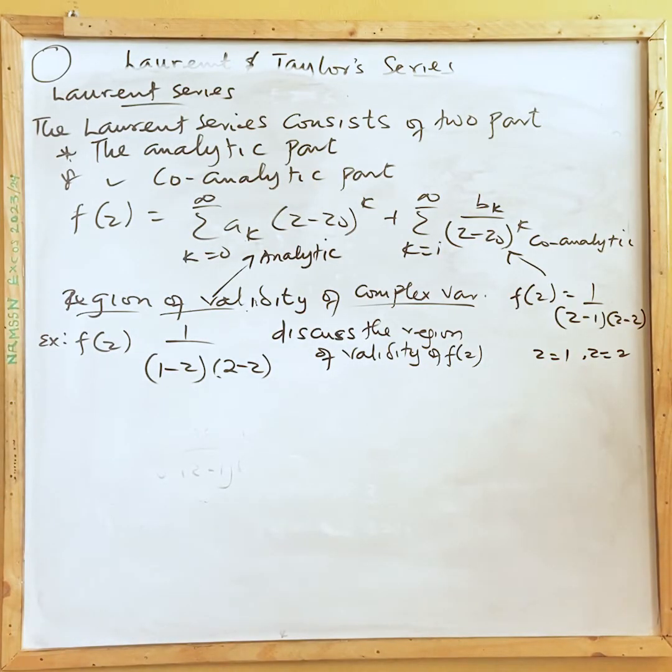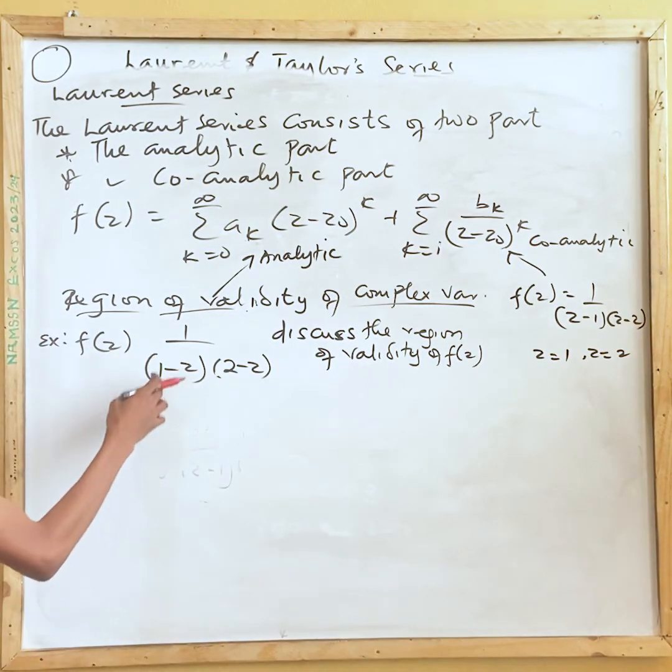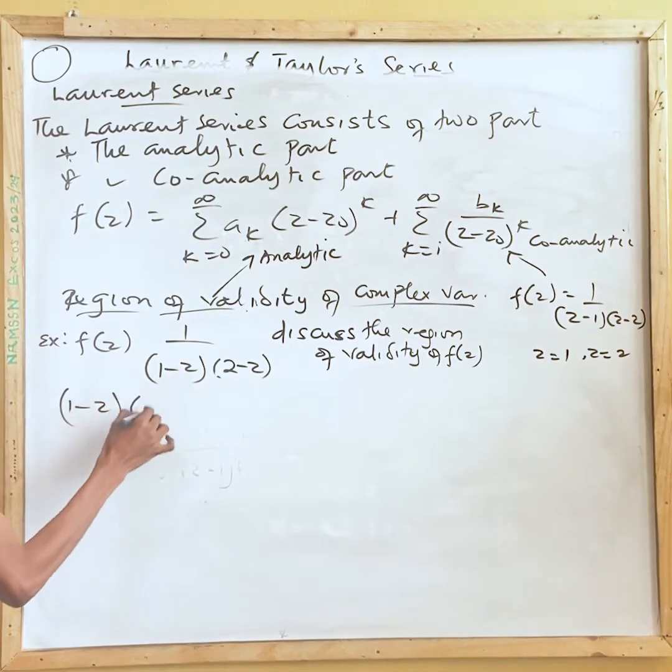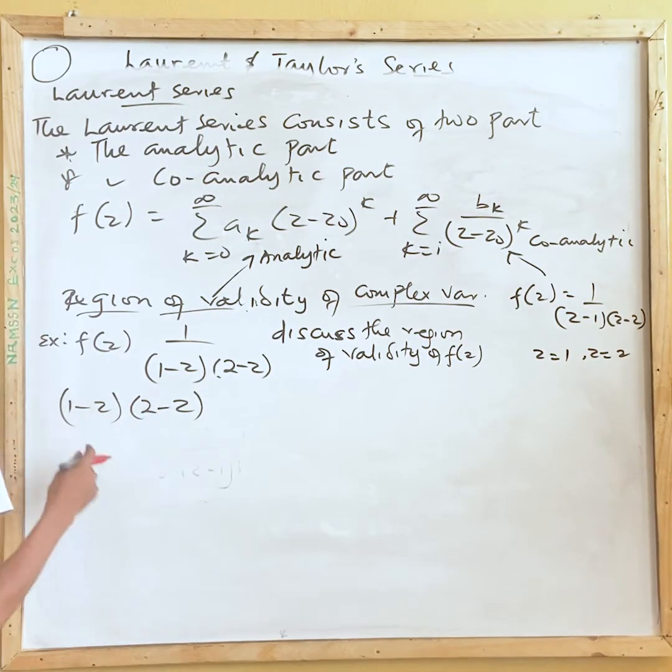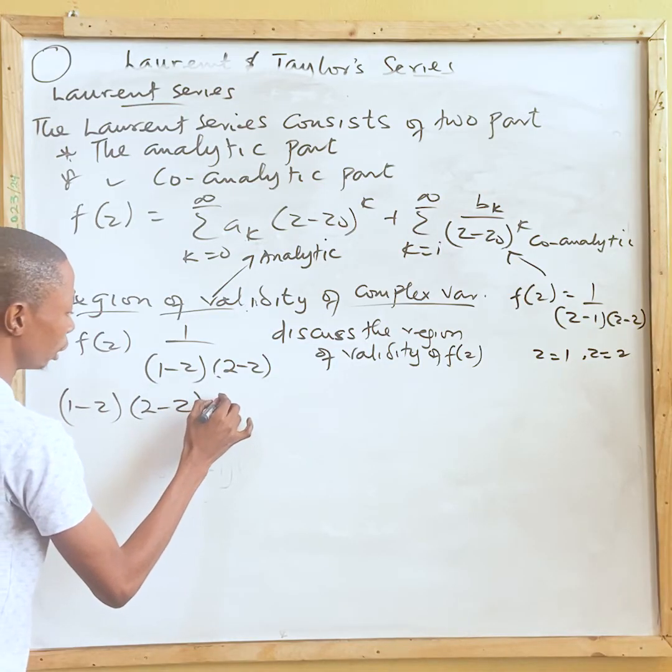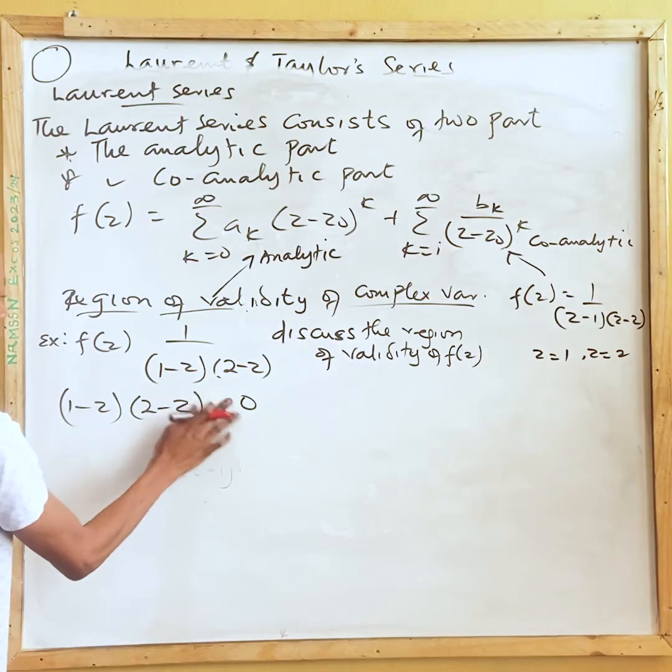To get the region of validity of this function, it means that there will be a particular point whereby this function will stop being analytic. They are basically asking us to find the singular point of this function z. So if I have 1 over (1 minus z)(2 minus z), I will say that the region of validity will be at a point whereby these two factors are less than 0. Sorry, it's greater than 0.